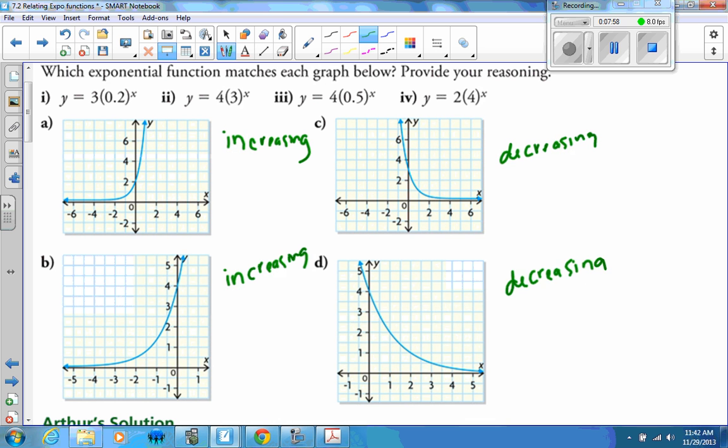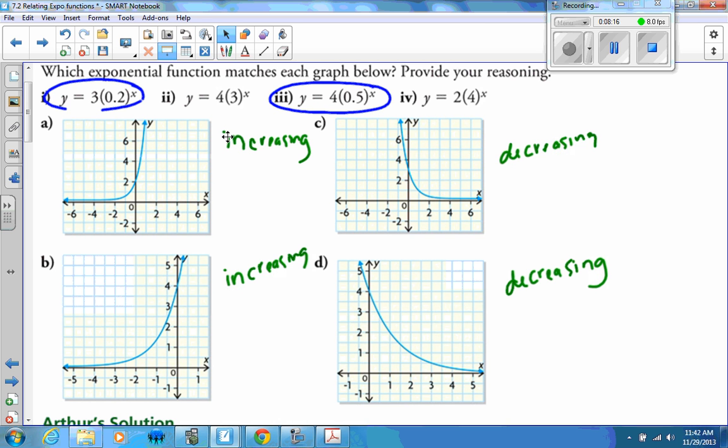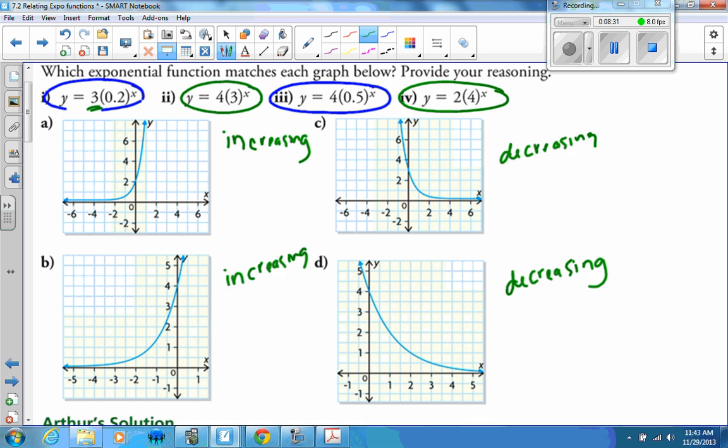Okay, so let's look at my equations. So I have 2 that will increase and 2 that will decrease. The ones that are going to decrease have a value of b that's between 0 and 1. So this one and this one both have b as a decimal value. And the other two have a value of b that is greater than 1. So if I look at the first one, it's y equals 3, and then 0.2 in brackets, raised to the power of x.